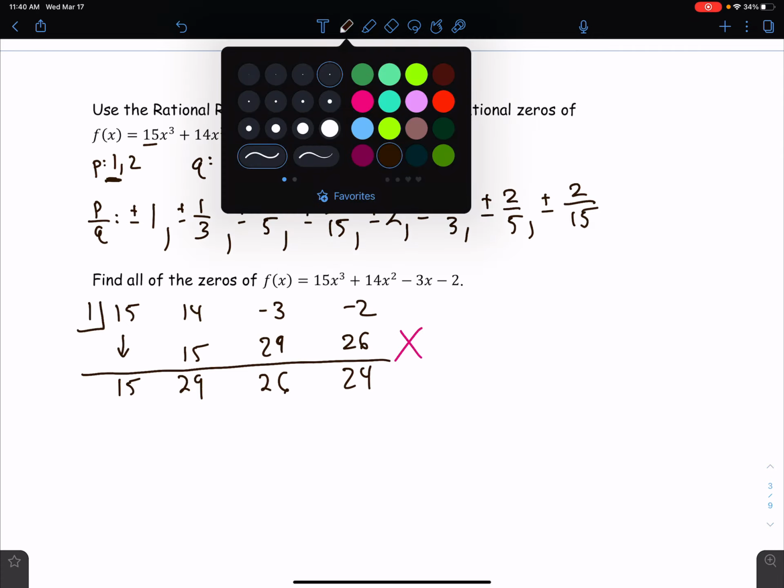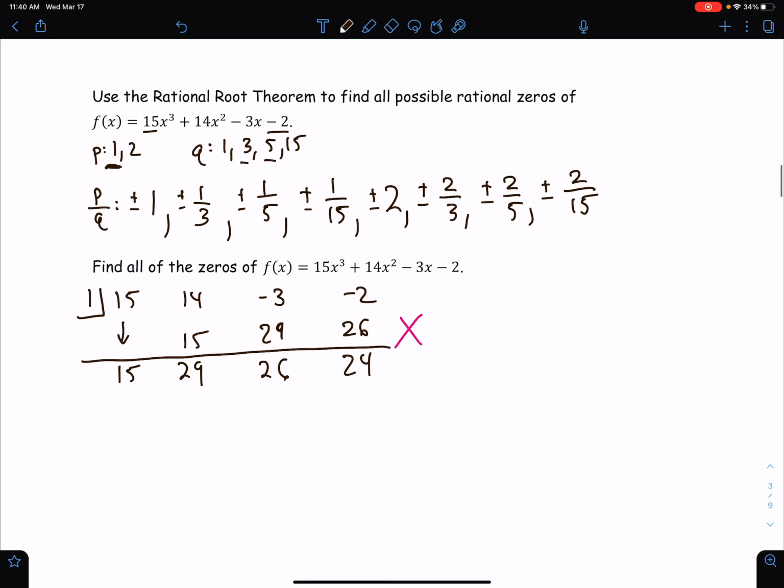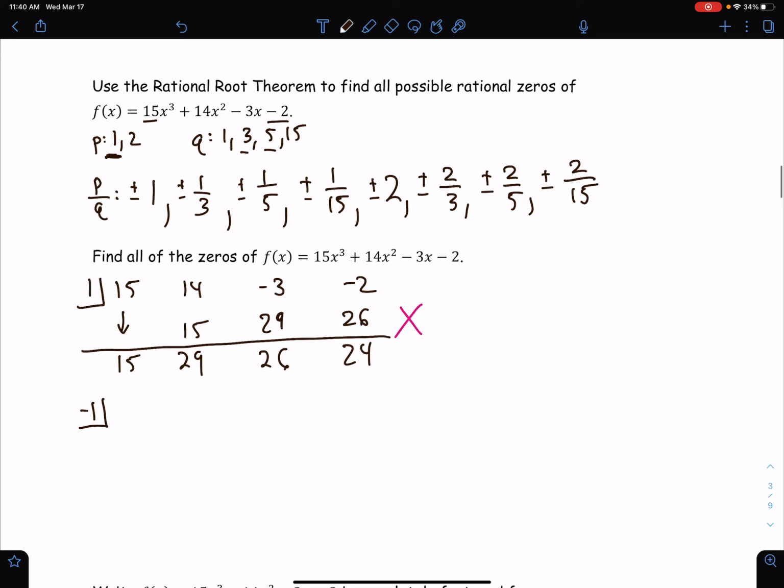When there's fractions involved, I try and do the fractions last because it's easy to make mistakes with arithmetic with fractions. So I'm going to choose negative 1 next. I think 1 and negative 1 are the easiest to work with, and sometimes it's not going to be 1 or negative 1, then you've got to try another number, but hopefully this works. So I'm going to try negative 1 and use the coefficients from before.